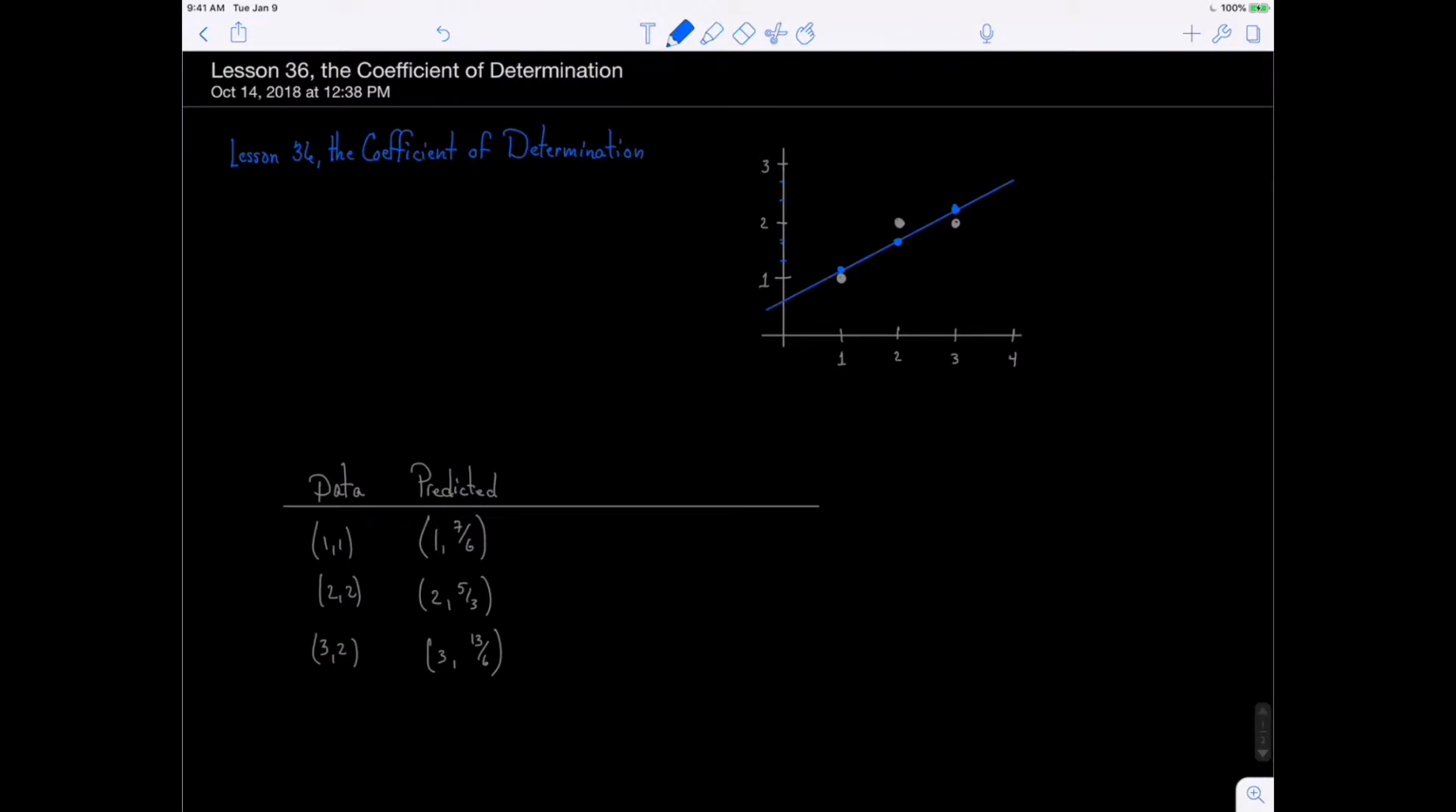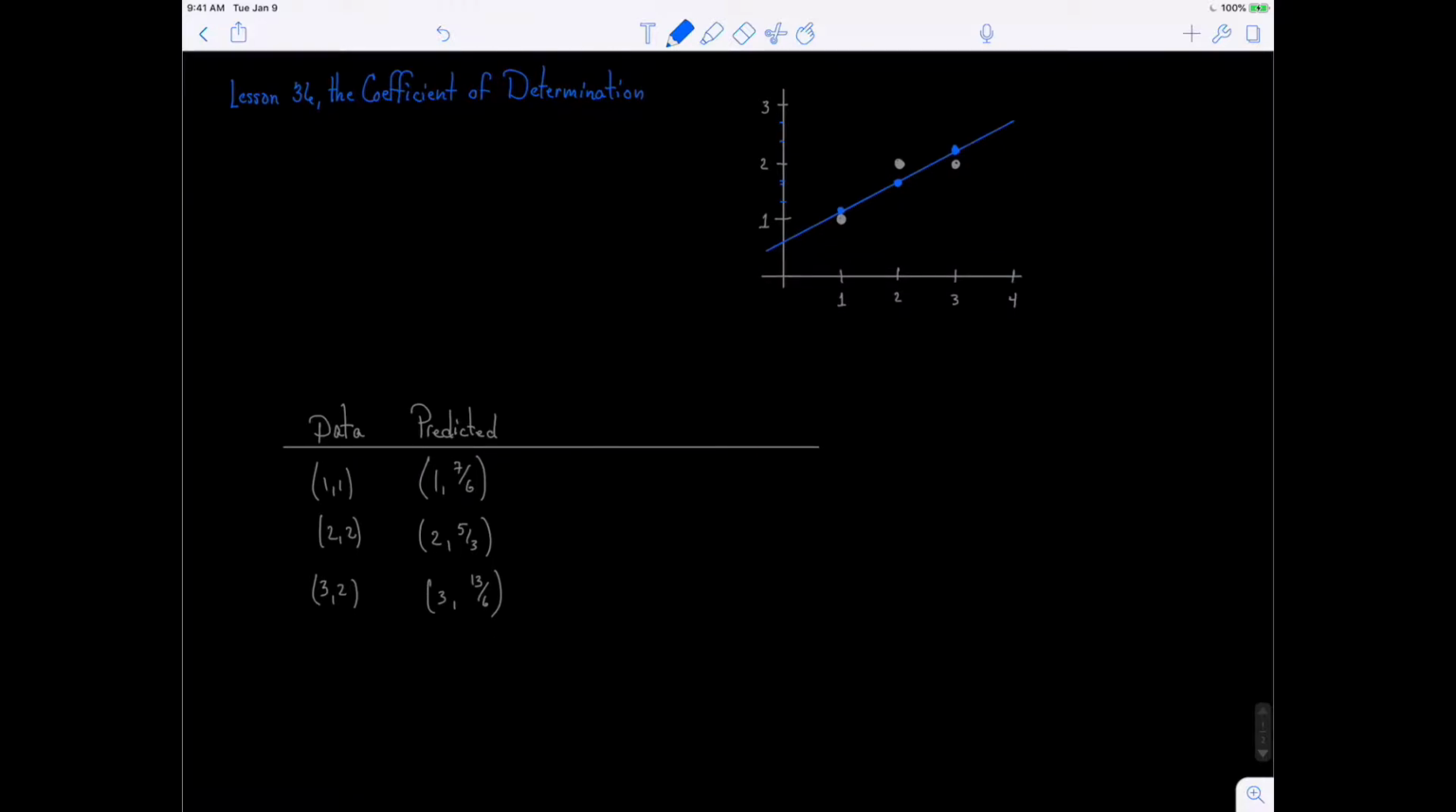Hi, this is Tom, and in this video we are going to learn about our last piece of linear regression, and that is this. This is lesson 36, and we're going to talk about the coefficient of determination. All right, here we go.